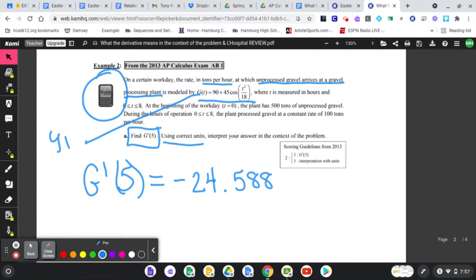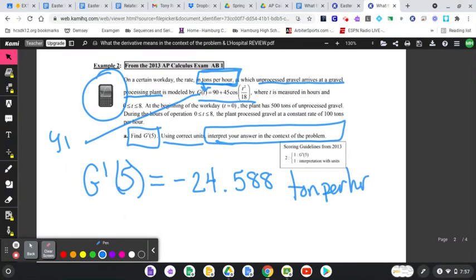Using correct units, interpret the answer in the context of the problem. So there's that bit of the question. Let me go back to my units. This was measured in tons per hour. So G of T is tons per hour, and I just took its derivative. So I'm adding on a rate, a per something. I have to add on the rate part. So again, I'm getting tons per hour. That's what the function was. Its derivative is per hour.